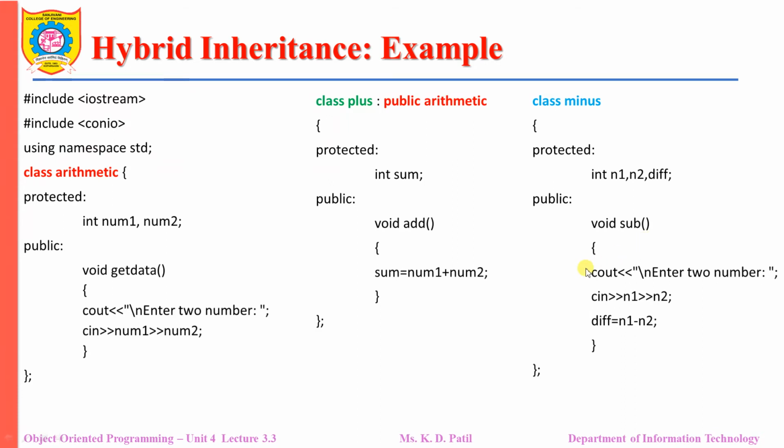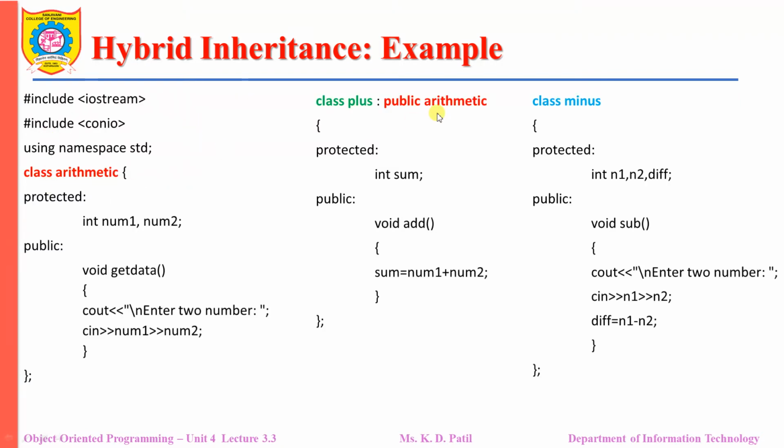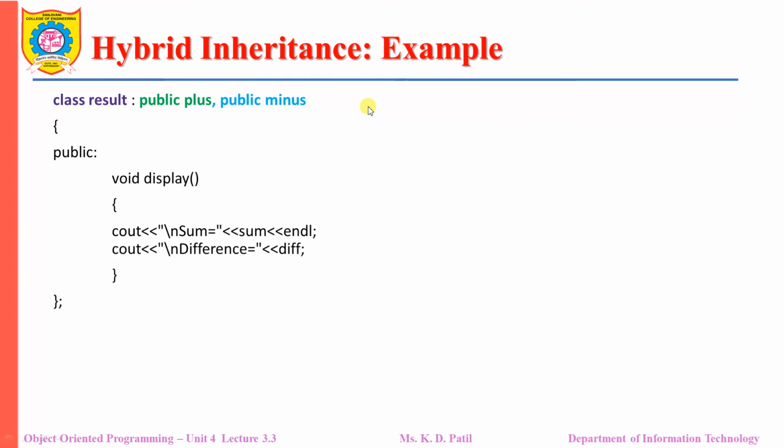Now we will have one more class, that is class result. Now if you observe the relation of arithmetic and plus class over here, we have a multi-level relation. Okay, that is from arithmetic to plus, and now that plus class will be inherited by the result class. The result class is inheriting the properties of plus class as well as the properties of minus class. So the relation of arithmetic, plus and result is a multi-level inheritance.